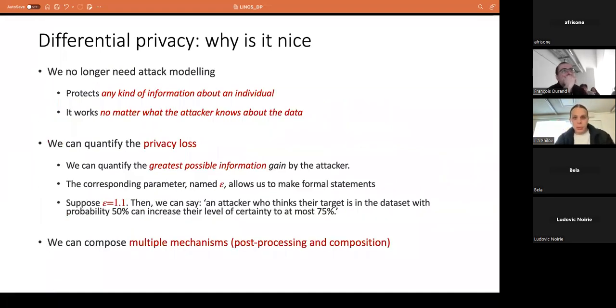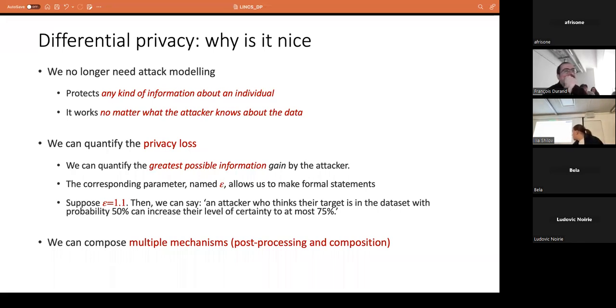So why is it good? Why is it nice to have differential privacy? It has a lot of nice and interesting properties. It can protect any kind of information you want to protect. It doesn't matter what the information is as long as you can code it. It works no matter what the adversary knows about the data. For example, the adversary may know everyone in the data set except you, or may have auxiliary information, but you don't even need to care about that.